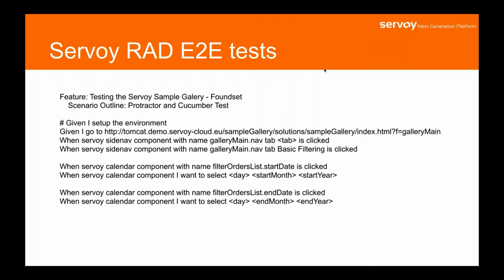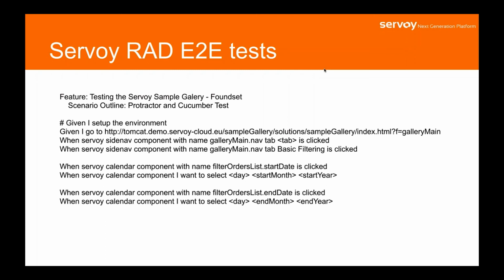What that basically does is describe, really high level, the user flow through an application. In this case, this is really picked from a live running end-to-end test which we have. You describe that you need to go to a certain URL, in this case our demo application, and you click on the navigation tab, then you click on a filtering tab, and then you click on the date picker, and you select a certain date. You go to another list field, and you click an end date, and also select the date.